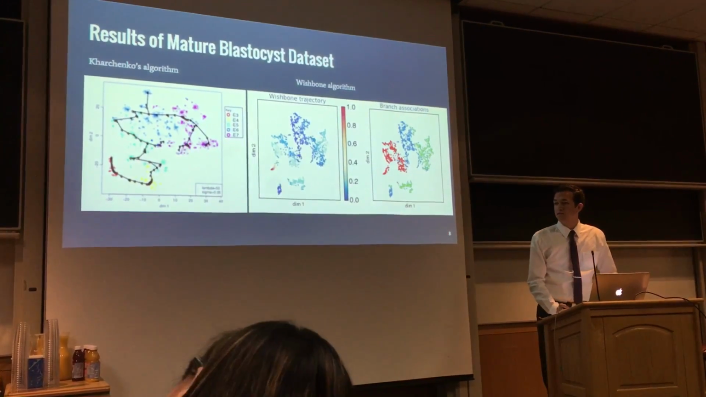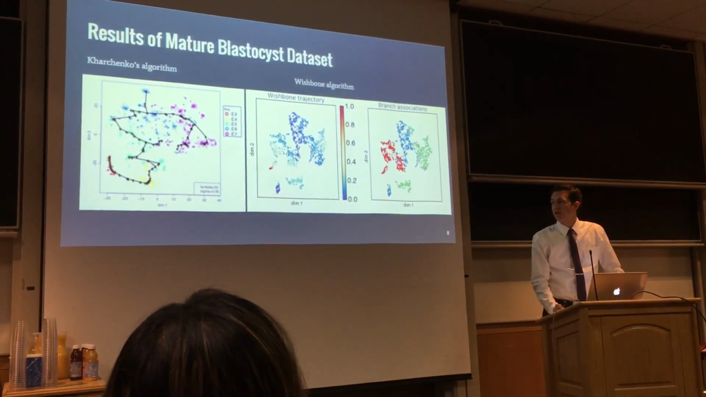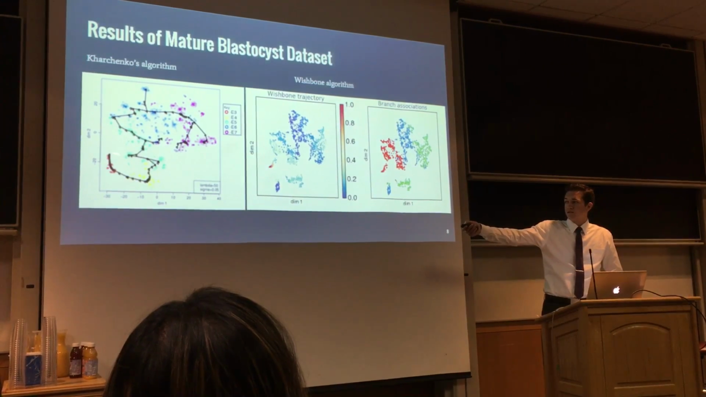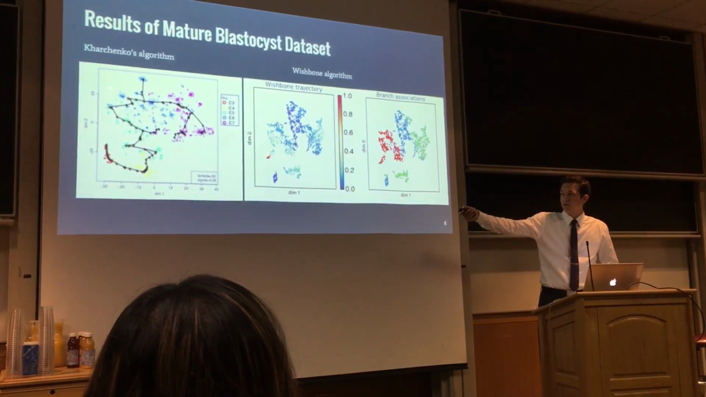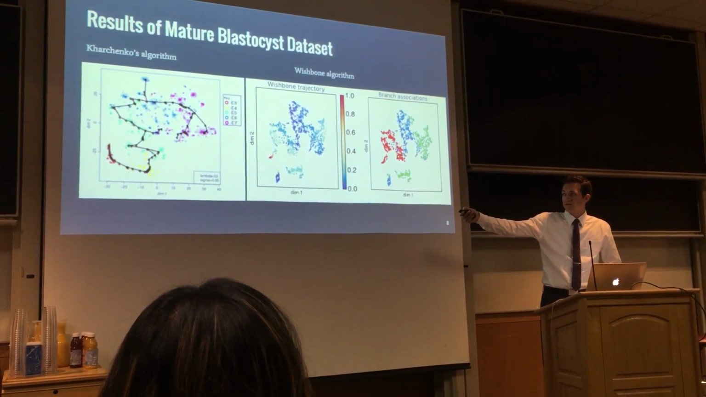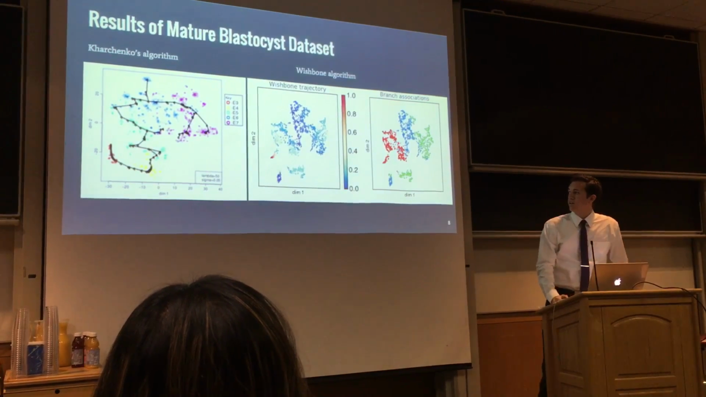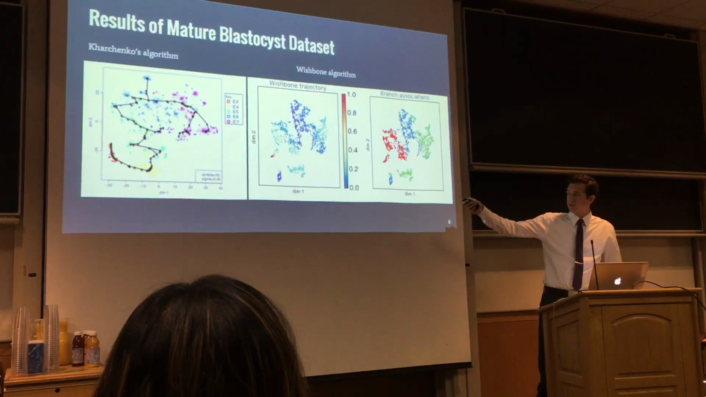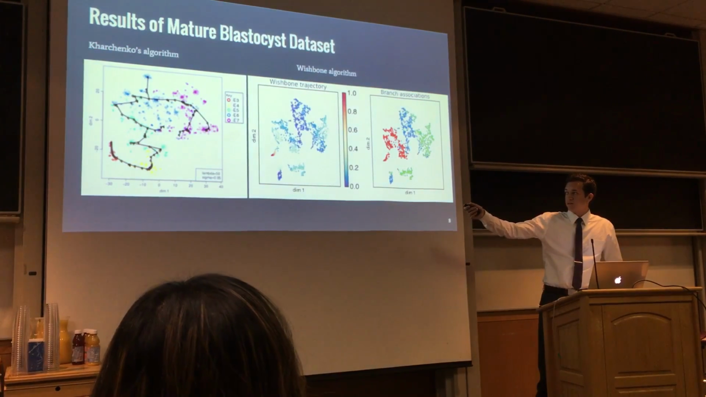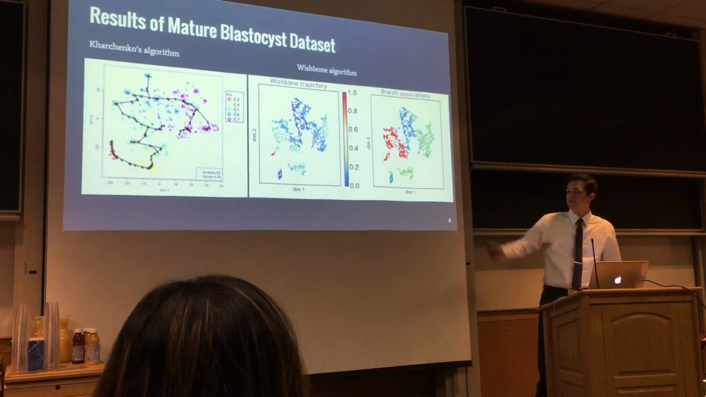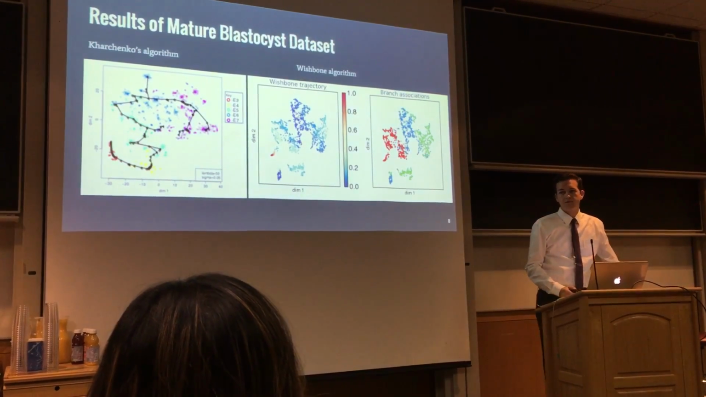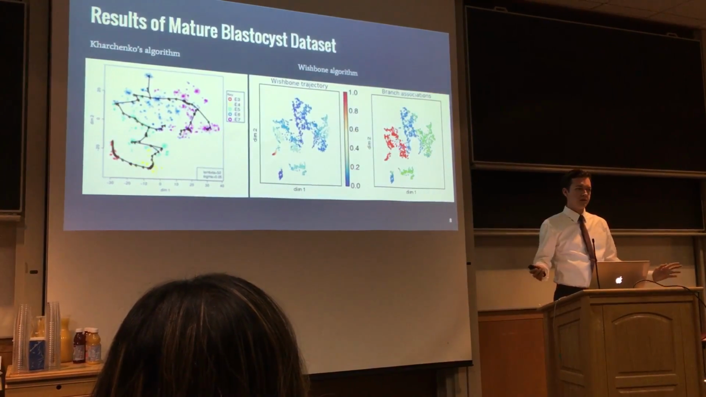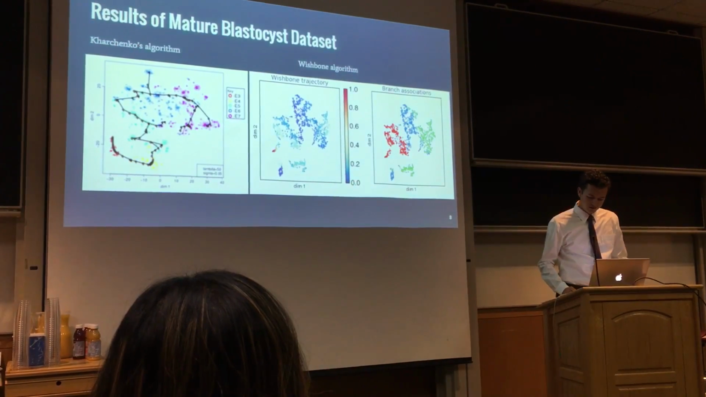And here are the results of the mature blastocyst data set. You can see in Krushenko's algorithm that there's a very clean trajectory moving from embryonic day 3 in the correct order all the way to embryonic day 7. There's some nice branching points there. Here in the Wishbone algorithm, you can see that most of the cells are found in the early part of the trajectory, and there are very few cells that are found in the later part of the trajectory. And the branching points that it identified don't fit with any biological meaning that we can see so far.